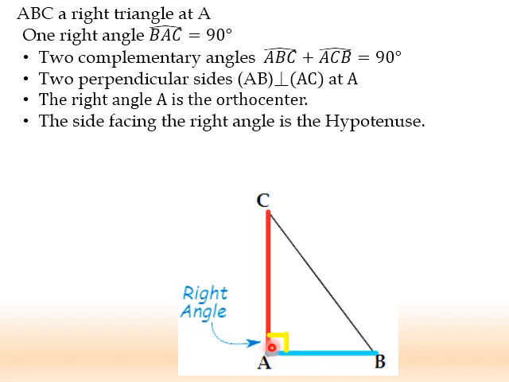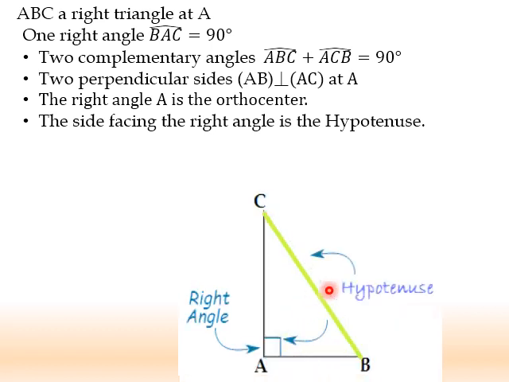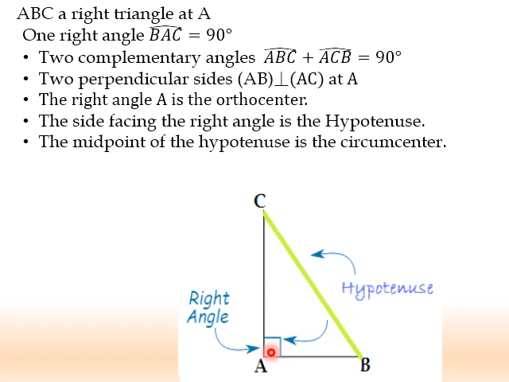The side facing the right angle. Here, CAB is a right angle. The side opposite to it, which is BC here, is called the hypotenuse. What's the hypotenuse? It's the side facing the right angle.